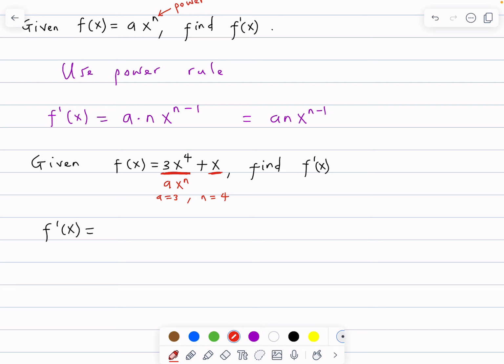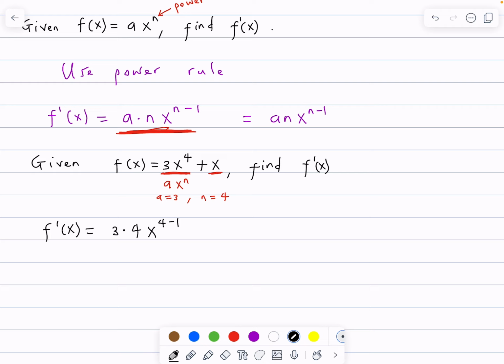I have 3 times 4, just like I did here. I'm going to bring down the power, and then I have x to the power of 4 minus 1. I hope this makes sense. So I'm just following what I did up there. Now I've found the derivative of the first term.